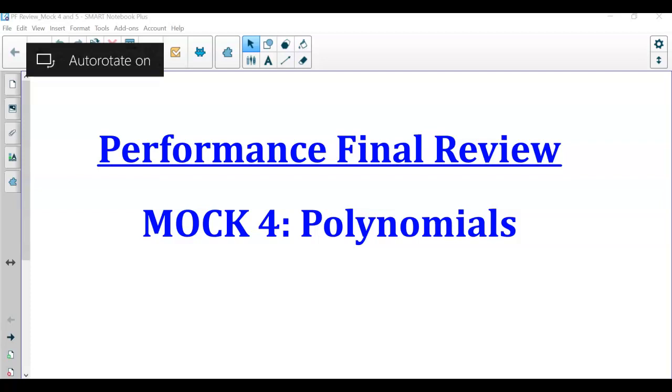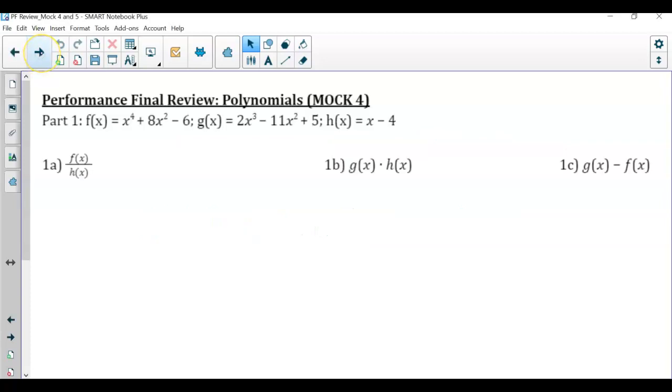In this video, I'm going over the Mach 4 and Mach 5 questions. So Mach 4 is on polynomials and Mach 5 was on rational expressions. With the first part, here we are just simplifying our polynomials given function notation. So notice the first one, we are dividing. So I'm dividing by h of x, which is x minus 4, which means in this case, because x is by itself, it's got the coefficient and exponent of 1, we could use synthetic division for this problem.